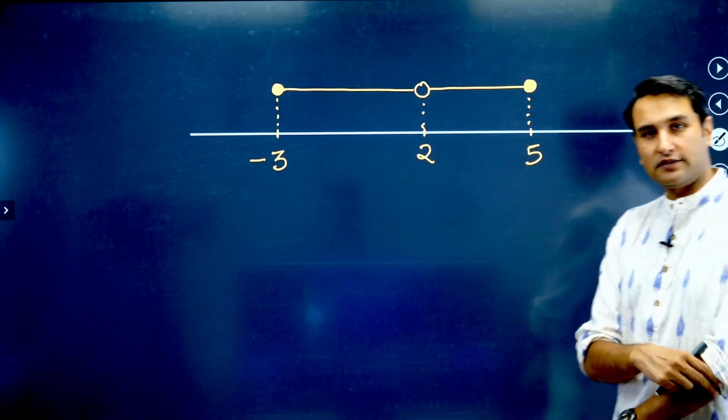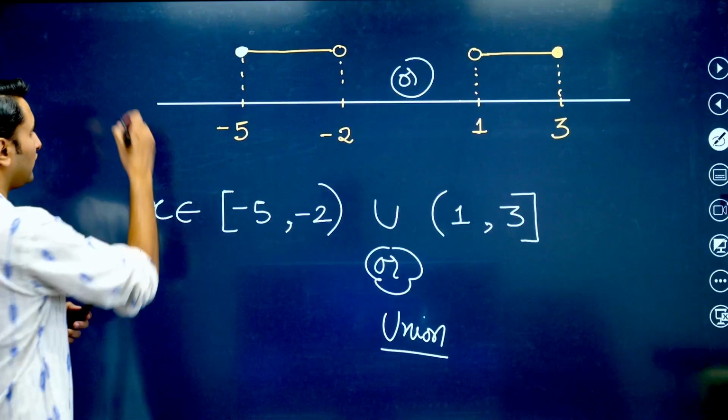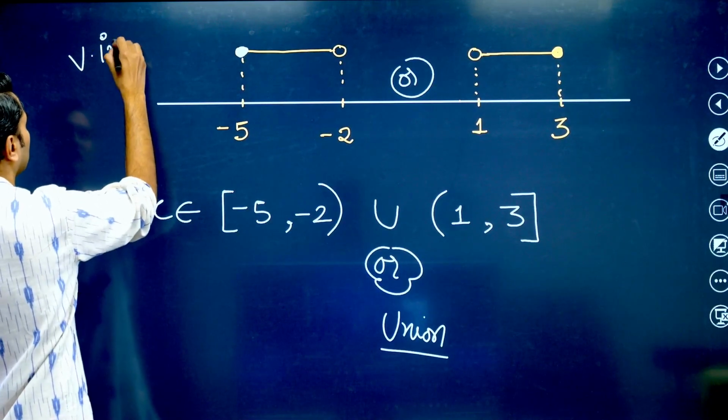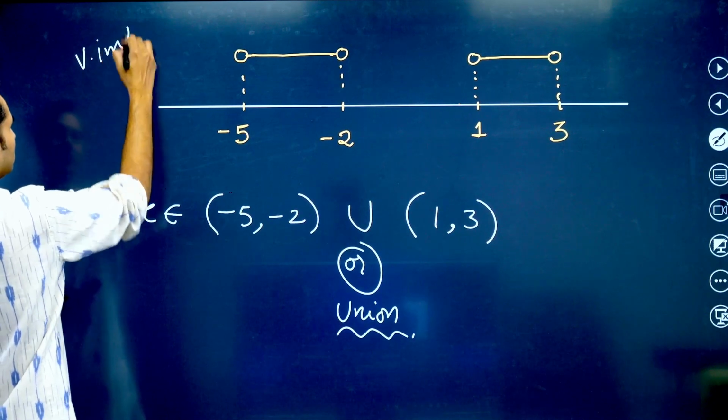But now look at this. How do we represent this? This is very, very important, okay? All these are very important, by the way. These representations are all very important.